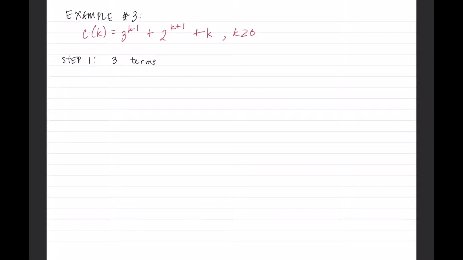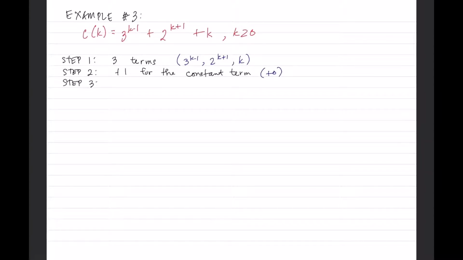We have 3 terms, and these are 3 raised to k minus 1, 2 raised to k plus 1, and k. Then the step 2, we add 1 for the constant term plus 0. So that would give us 4 terms in all. Then the third step, we have to write the 4 equations. So what are these 4 equations?